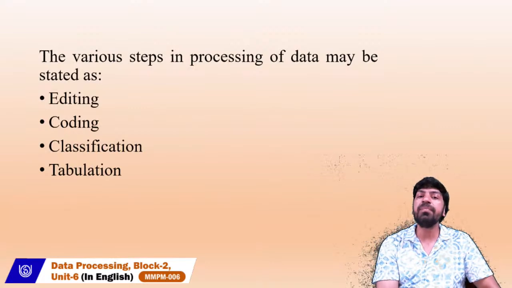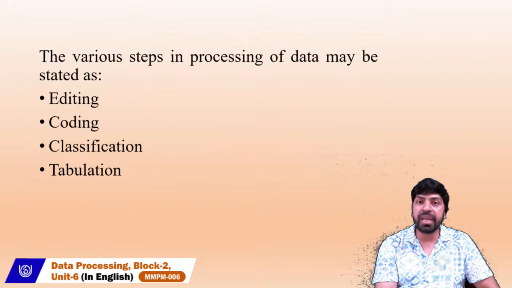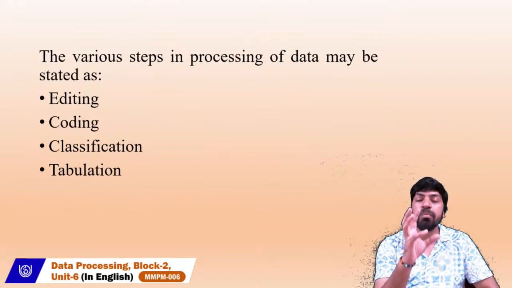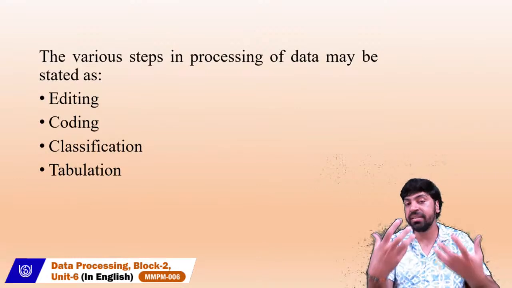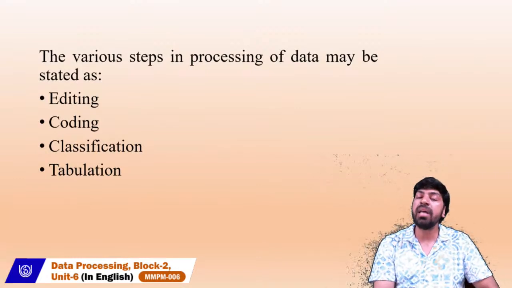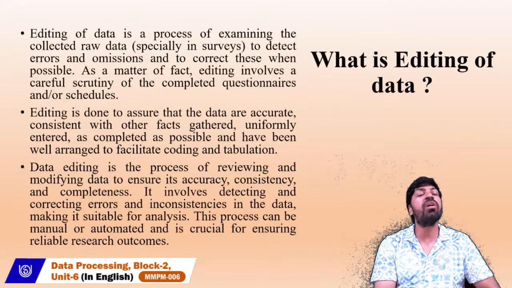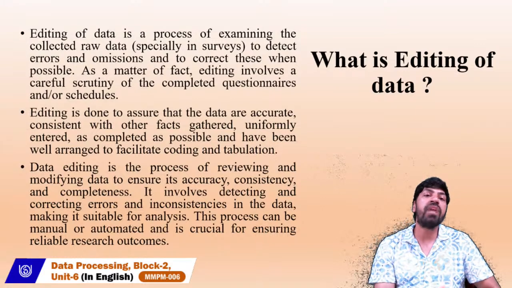Basically, there are various steps in the processing of data, which could be editing, coding, classification, and tabulation. These are the four main steps which exist in the processing of data. So let's begin with the editing of data. What is editing of data?